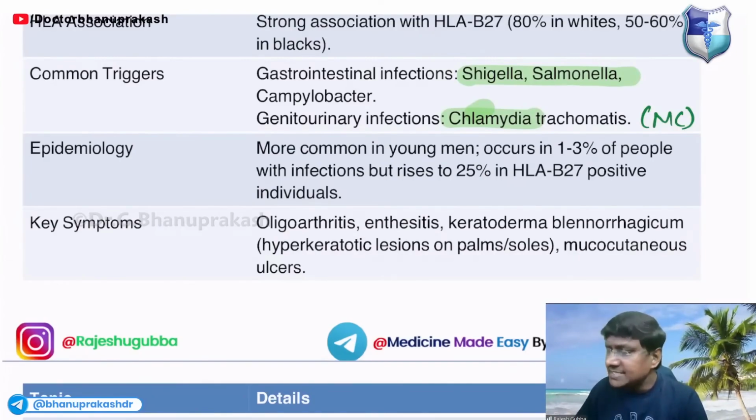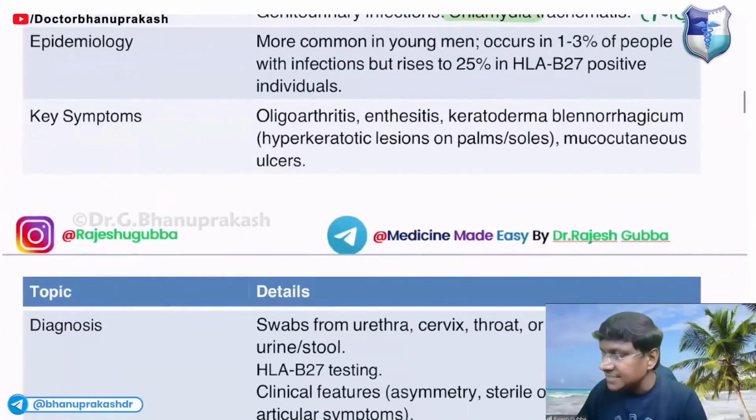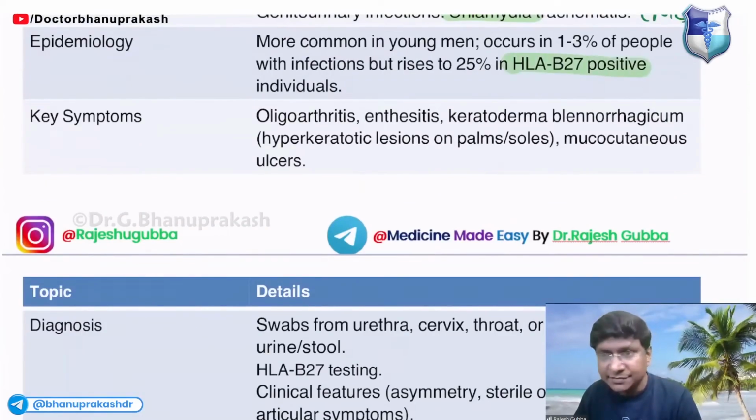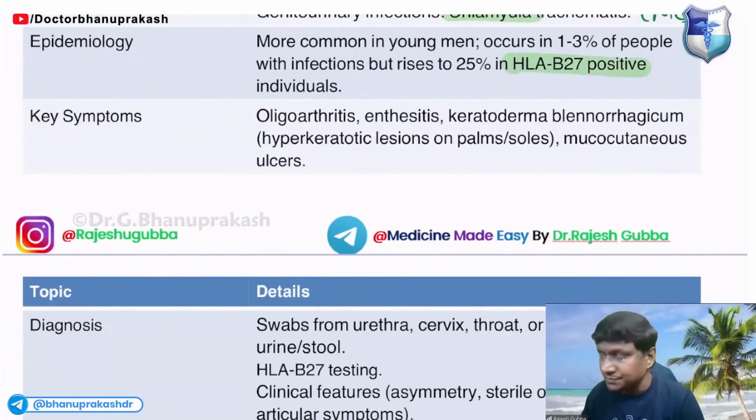Done. Then HLA, as I have already said, it is the HLA-B27 that will be positive, right?